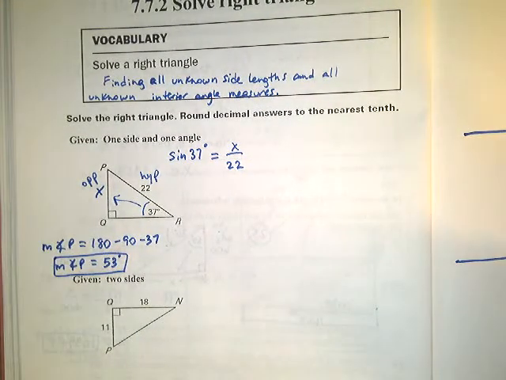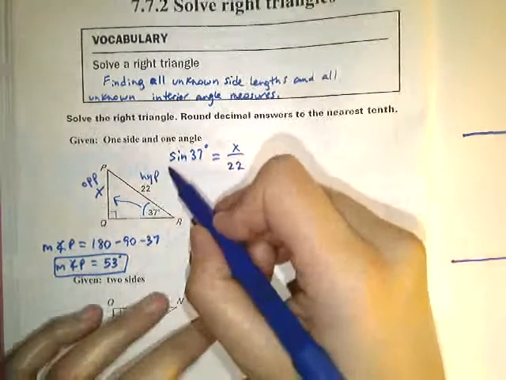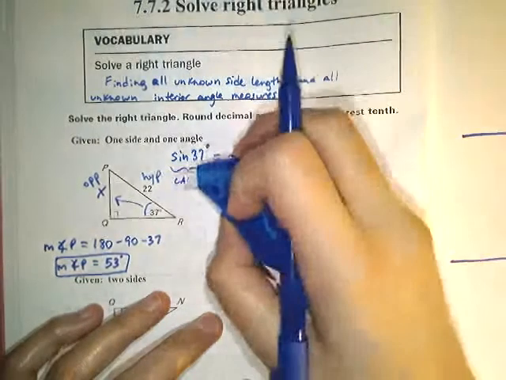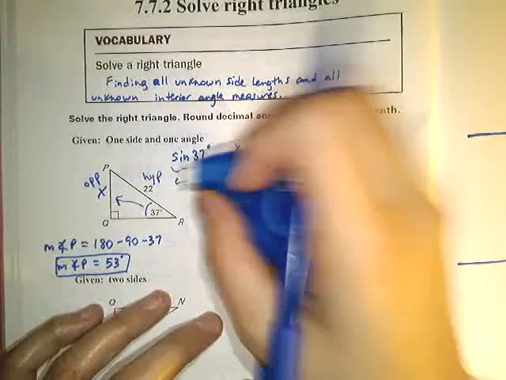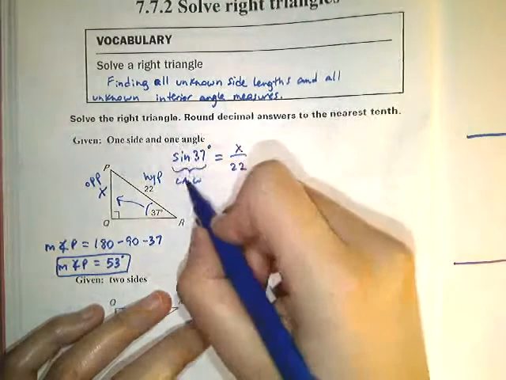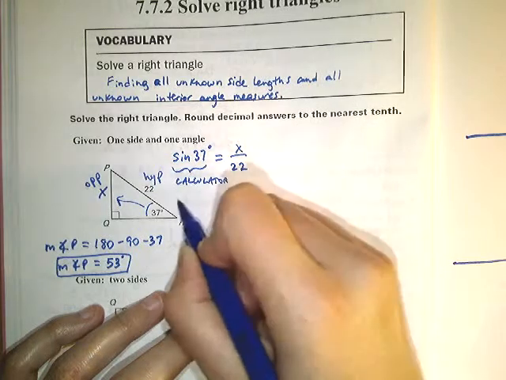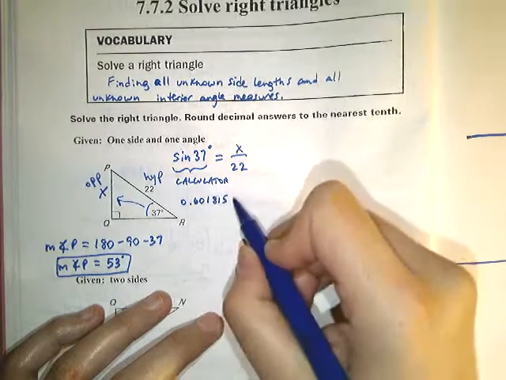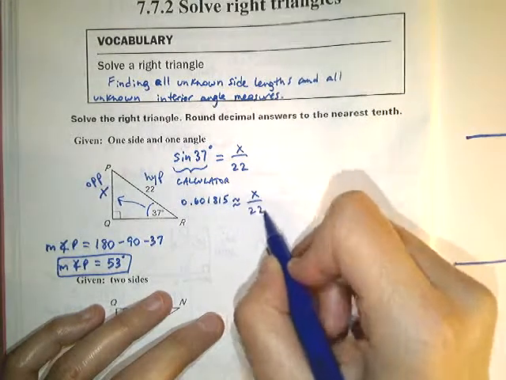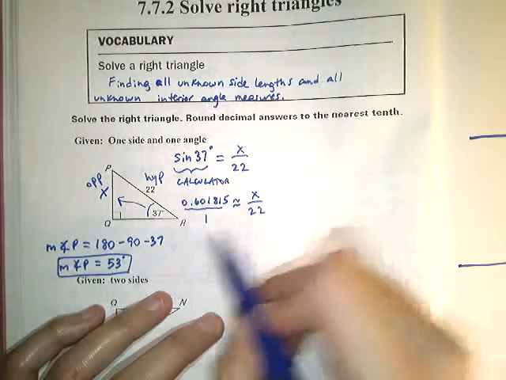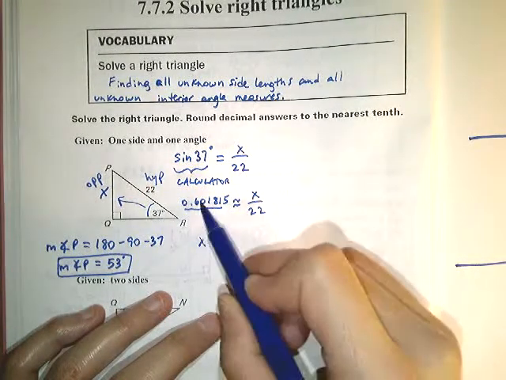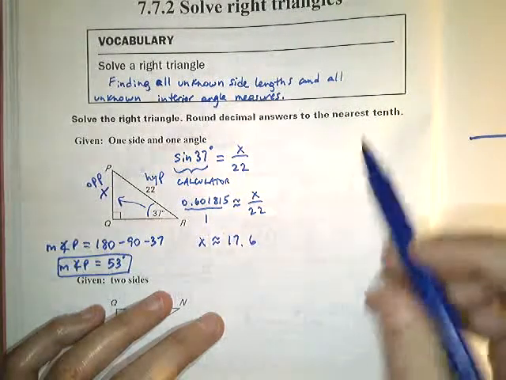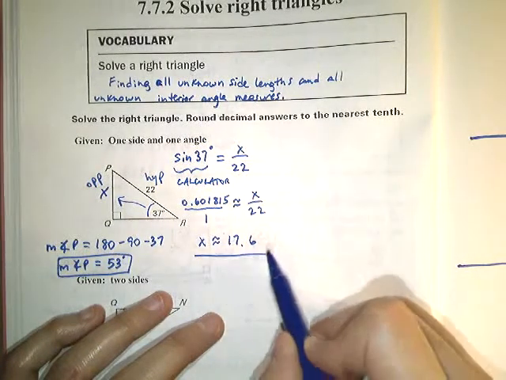So the sine of 37 degrees, if I put that into my calculator, is 0.601815 approximately. Writing this as a fraction allows me to cross multiply here. 1 times x is x. 22 times this decimal gives you an x value of approximately 17.6 units. They want me to round off to the nearest tenth, so that's what I did.